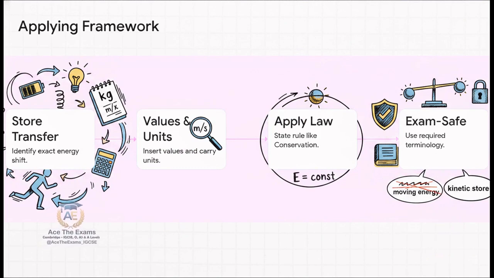First, we identify the exact store transfer happening. Second, we insert our substituted values. And, this is key, we explicitly carry the units through the calculation. Third, we state the law being applied, like the conservation of energy. Finally, we lock it in with exam-safe terms. We drop vague, conversational words like moving energy, and instead use precise phrases like mechanically transferred to a kinetic store.